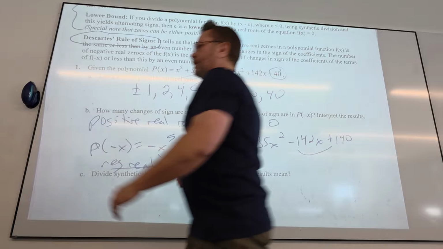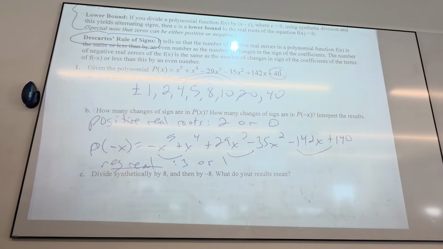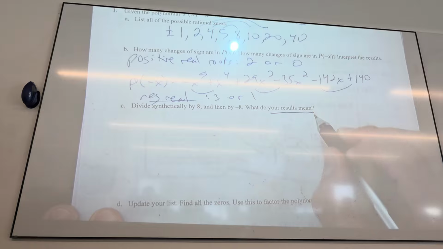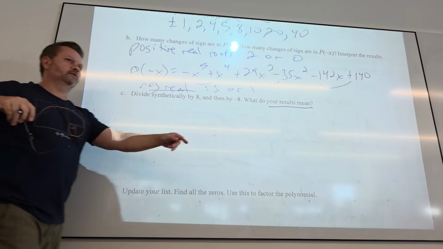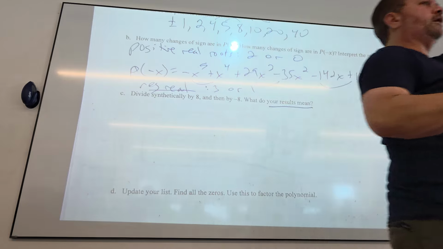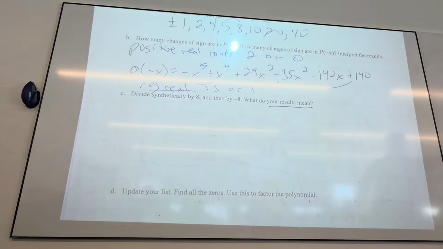So, can you do part C for me? We'll talk about what they mean in a minute. Can you just do this first part? Synthetically divide by 8, which means put 8 in the penalty box, and then by negative 8.